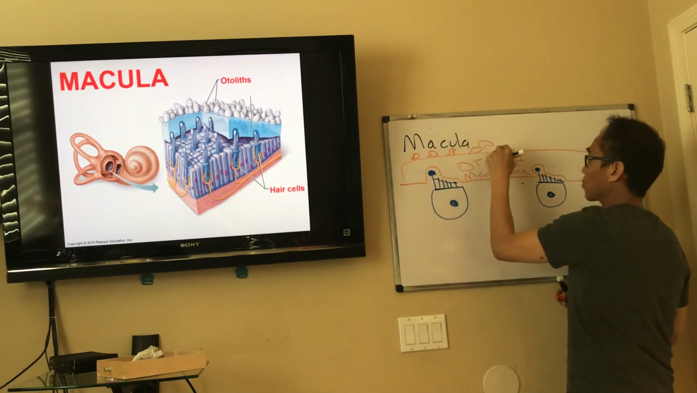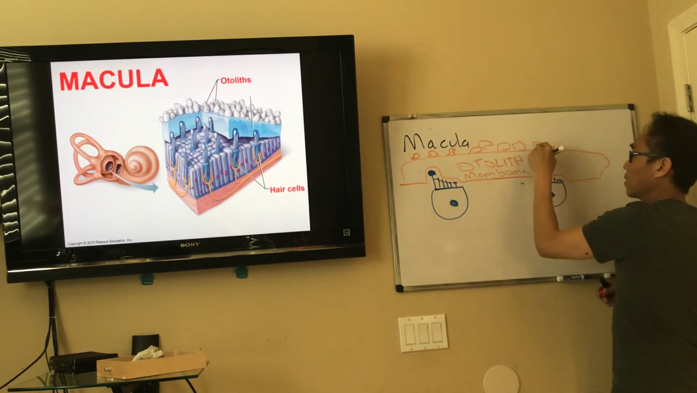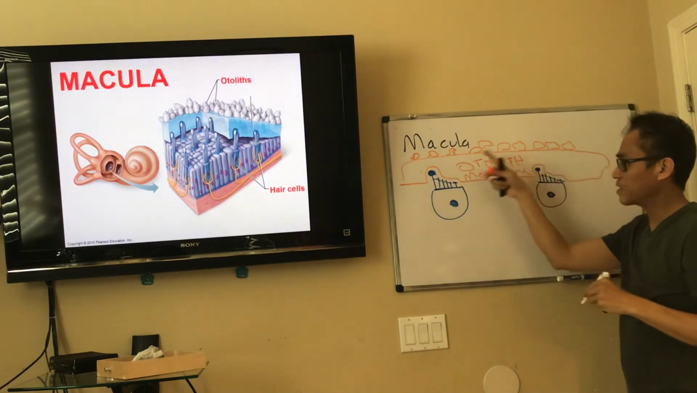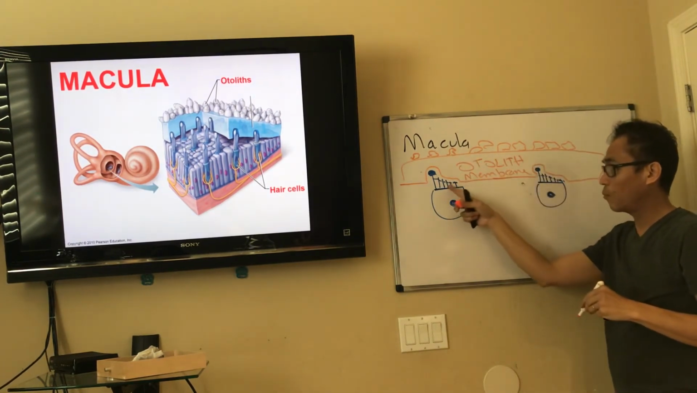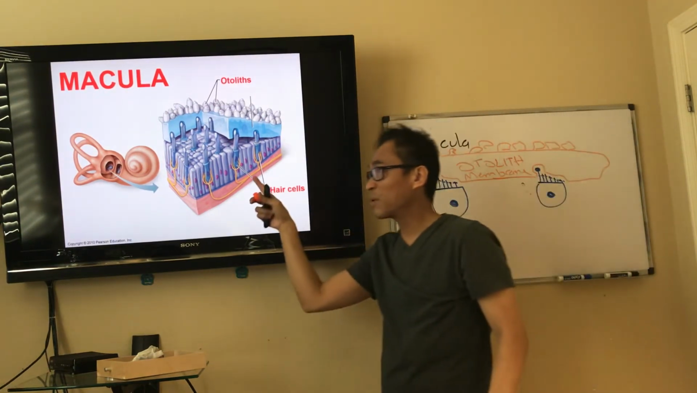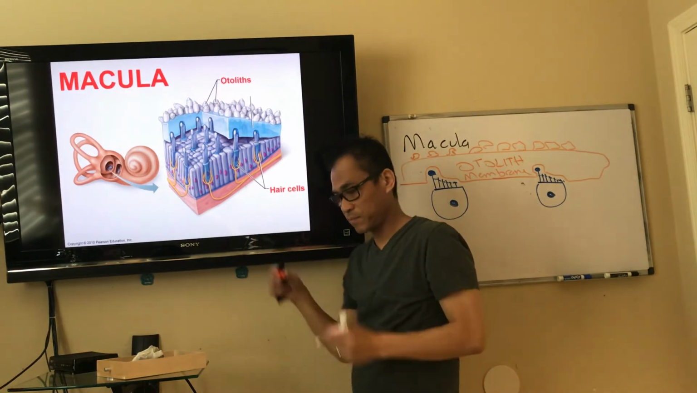Let me draw some little rocks on top of here. Like little grains of sand that kind of move back and forth. And as they move back and forth, the otolithic membrane will move with it and stimulate the hair cells, which are hooked up to the vestibular branch of cranial nerve 8.